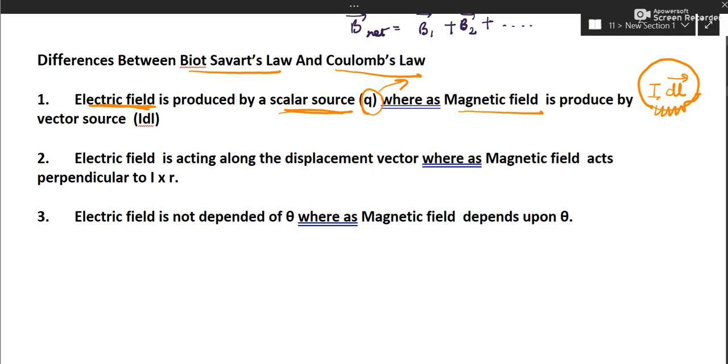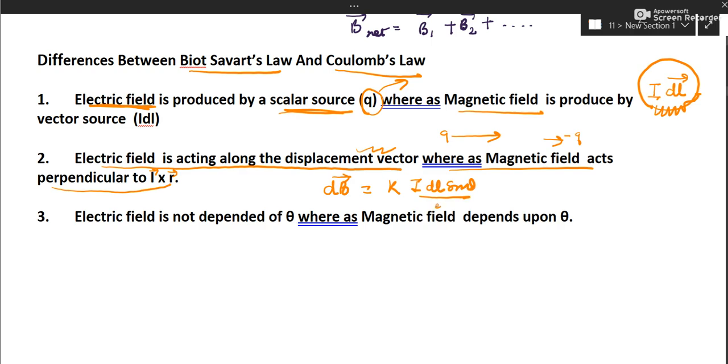Now coming to the next point, the electric field always acts along the displacement vector. Yes, it is away from the positive charge and towards the negative charge. This is how it acts, right? So it is along the displacement vector, whereas the magnetic field acts perpendicular to the plane containing dl cross r. So yes, we have seen in Biot-Savart's law, it is equal to mu naught by 4 pi, which I am writing as K, I dl sine theta by r squared.